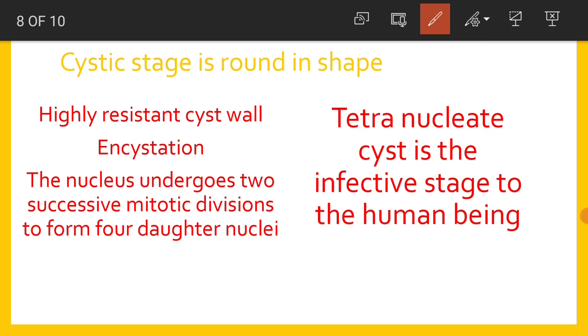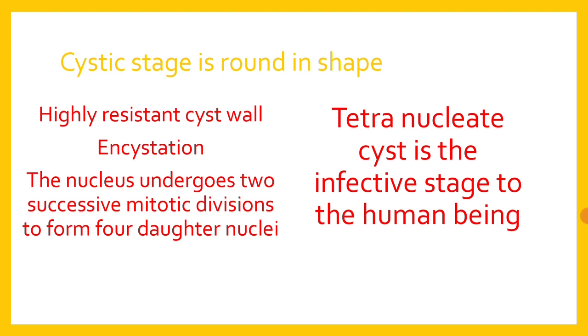These tetranucleate cysts come out through the fecal matter of the human being. This is why open defecation is not advisable, and eating contaminated food outside is also not advisable.